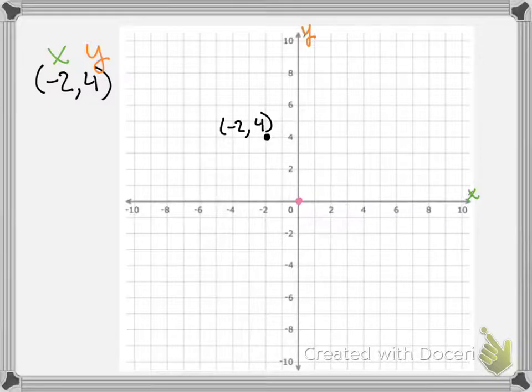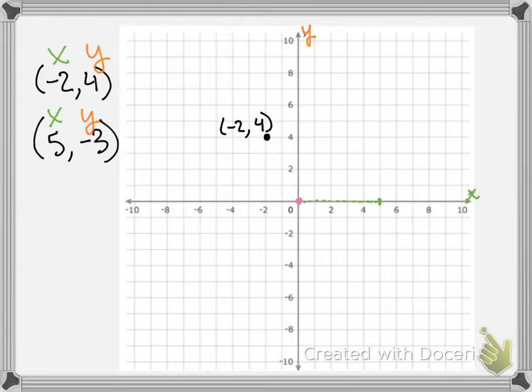All right, let's try another one. We are going to plot 5, -3. I'm going to label my points. So x is 5 and y is -3. So I'm going to start with my x number first. I start at the origin. I'm going in a positive direction, so I need to go over to 5. And I know that 5 is right here in between 4 and 6. Right there.